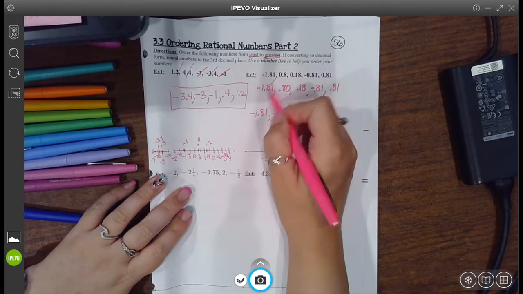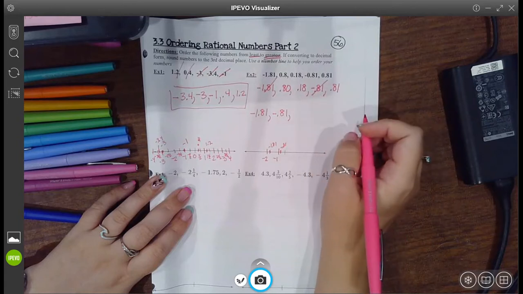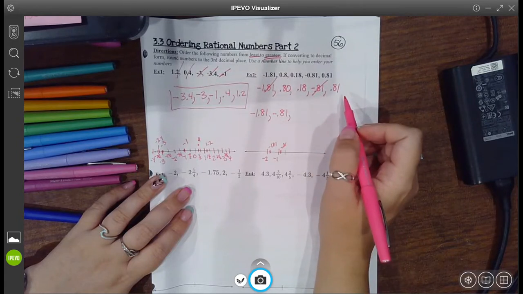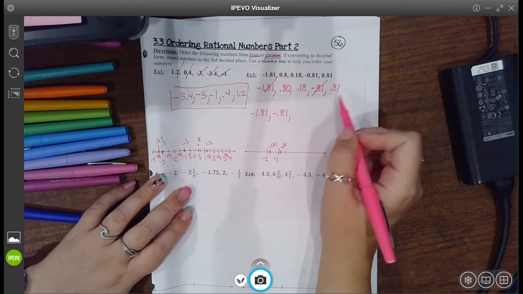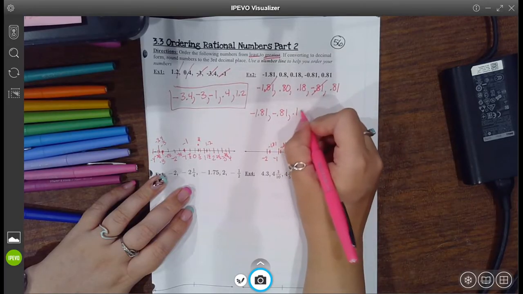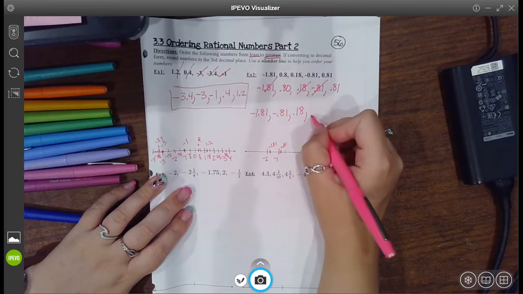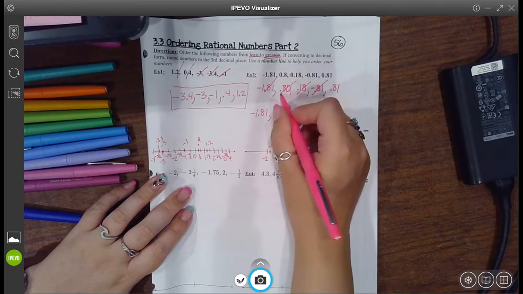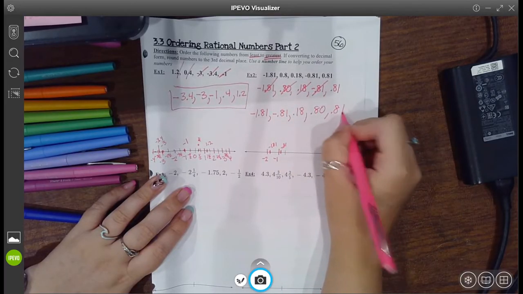Okay, and then those are gone. Now, let's see, these are all positive. So how much is more? 18 cents, 80 cents, or 81 cents? 18 cents, then 80 cents, and then finally 81 cents.